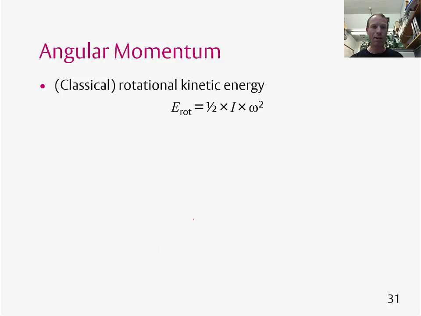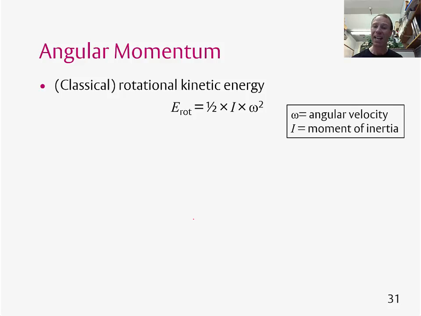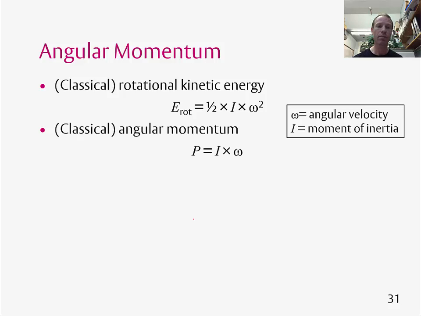Let's now move on to think about angular momentum a little bit more. In the same way that you have linear kinetic energy, ½mv², we also have rotational kinetic energy, and this is given by ½Iω², where I is the moment of inertia and ω is the angular velocity. We also have an angular momentum in parallel to the linear momentum that you will have already seen. So angular momentum P is equal to I times ω, where I is the moment of inertia and ω is the angular velocity.